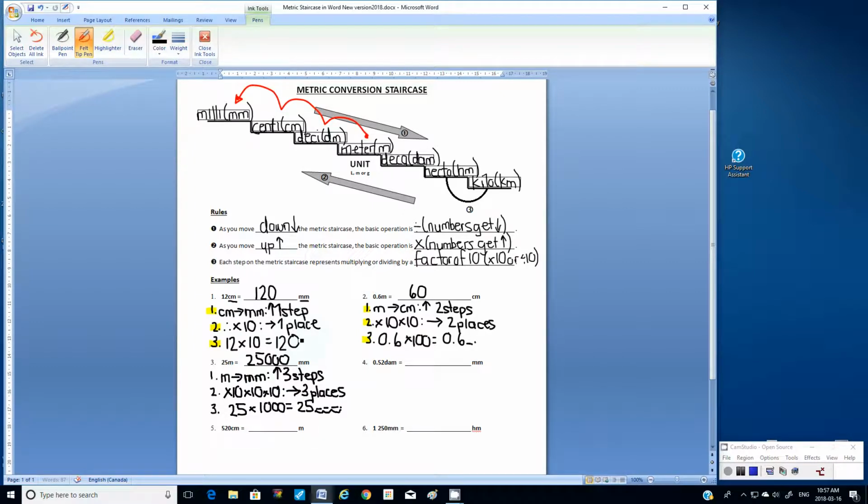So I got 25,000. Okay? So 25 meters equals 25,000 millimeters. So I'm going to leave number 4 because number 4 is very similar. I would like you to complete that on your own after this video ends.